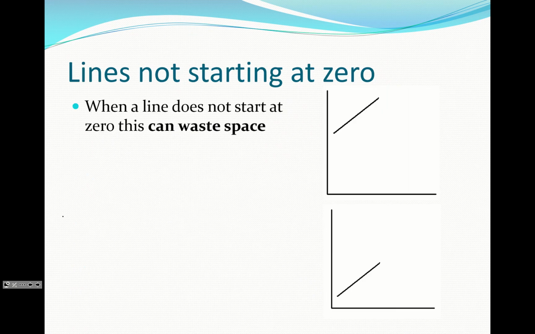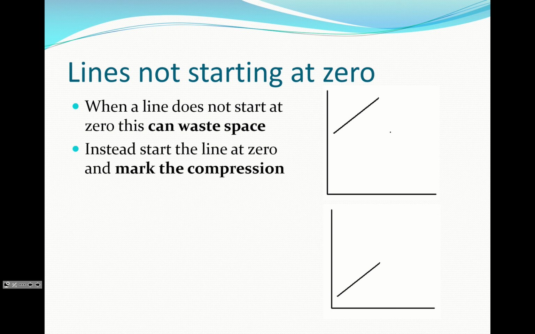So when lines don't start at 0, it can waste a lot of space, like with this one. So instead, we can mark a compression, and we don't have to start at 0. So instead of doing this, if we just do a little squiggle line like that, that's a compression.